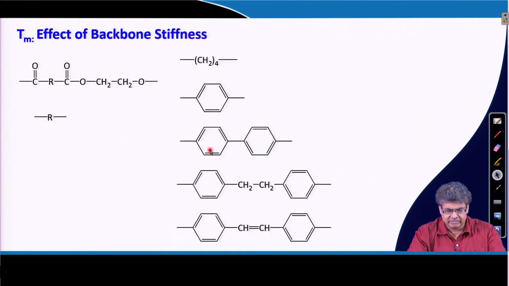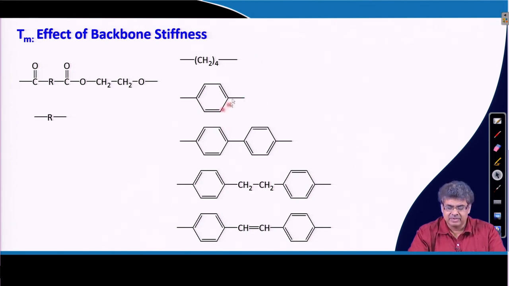Now, I will give you some examples. In this case, let us compare the value of Tm where R is given by this. If you compare an aliphatic chain and an aromatic group, obviously this is much stiffer because of possible single bond rotations in this case, which is not possible in this case, and stiffness goes up drastically. As a result, Tm will also go up.